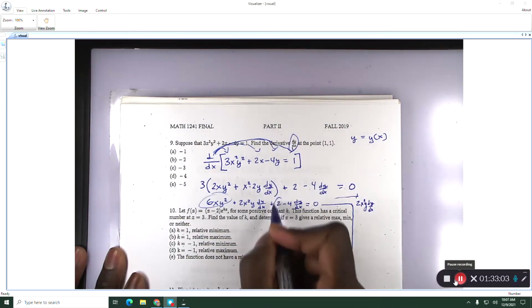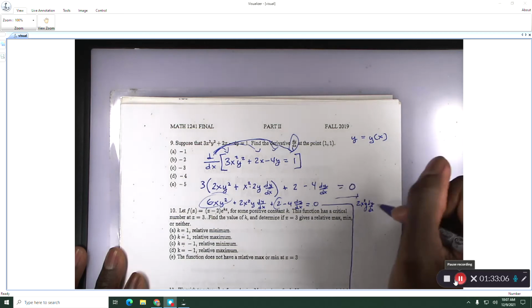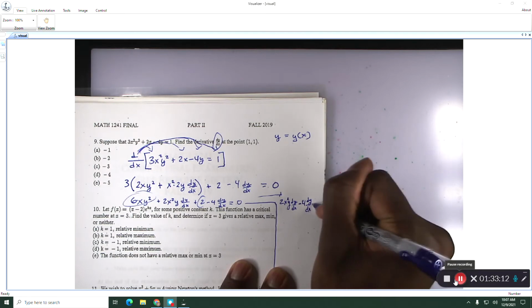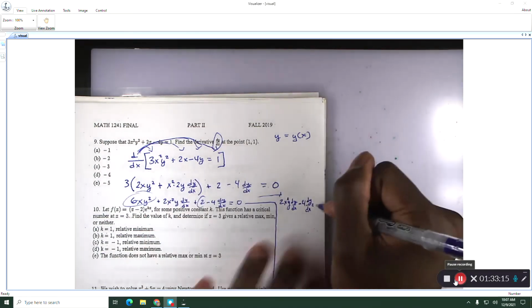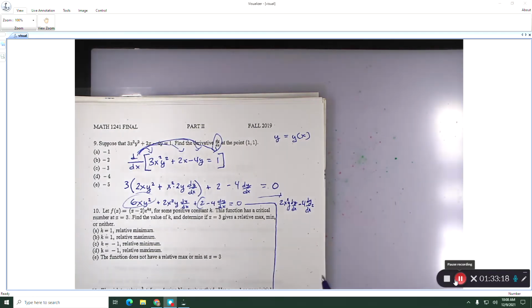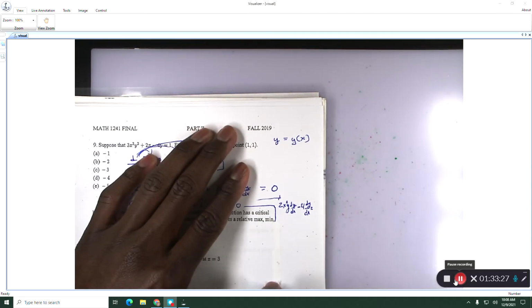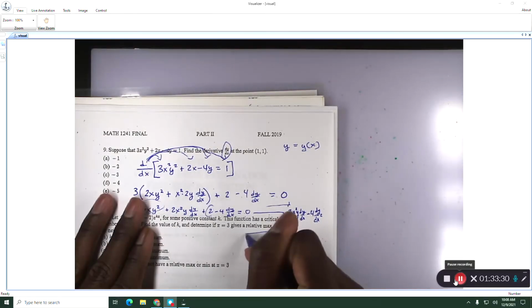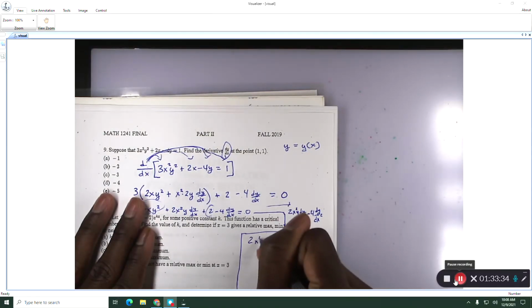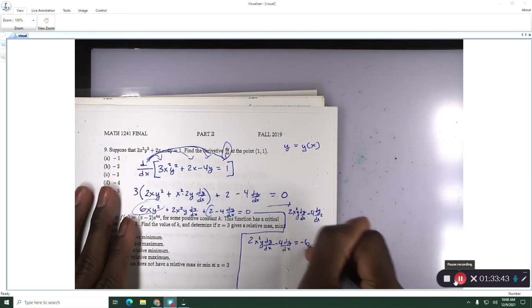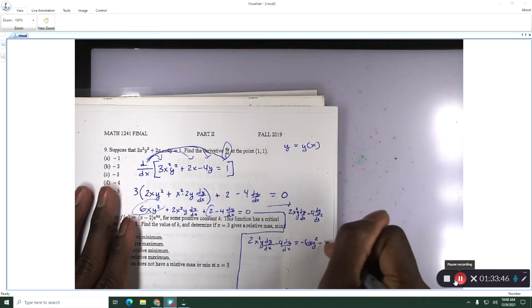I'm also going to subtract this other term onto the other side as well. So minus 4 dy/dx is going to be equal to, and I kind of shorted myself on space. So 2x squared y dy/dx minus 4 dy/dx equals negative 6xy squared minus 2.